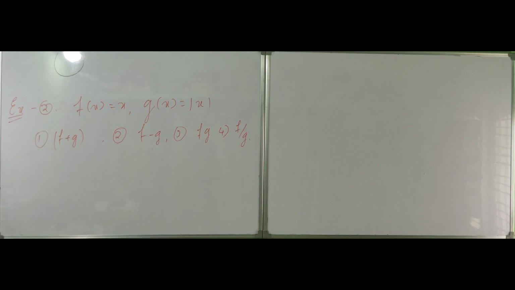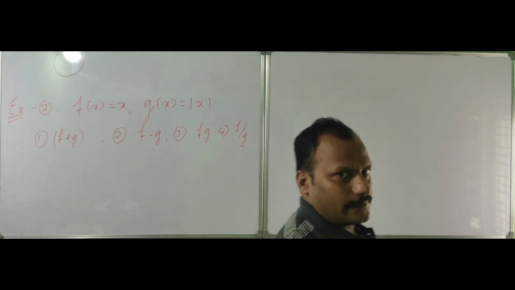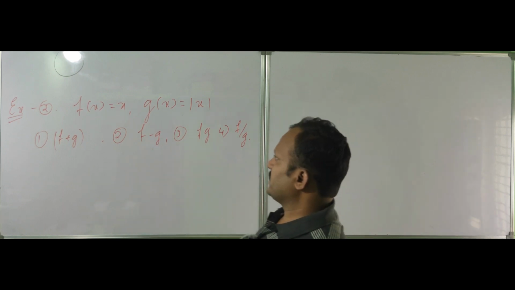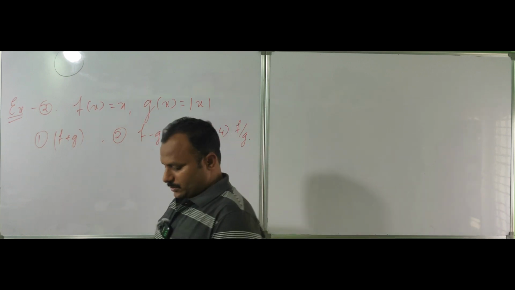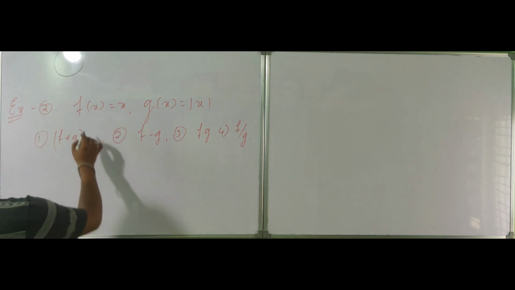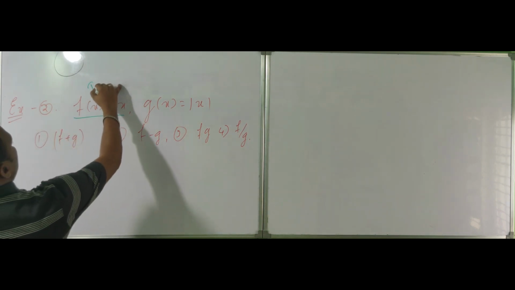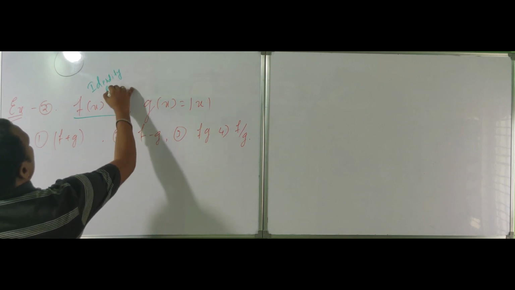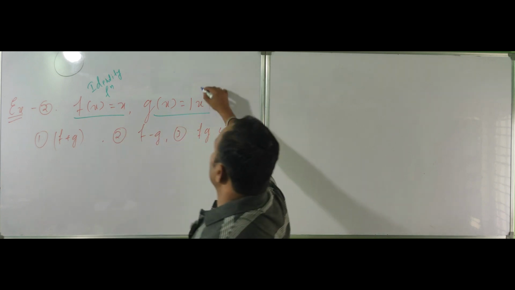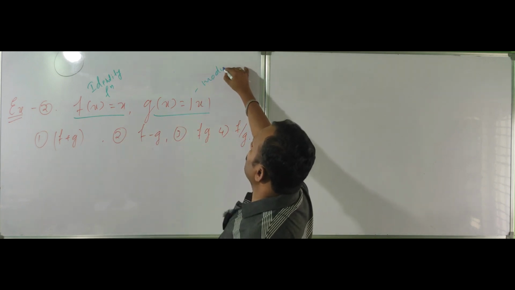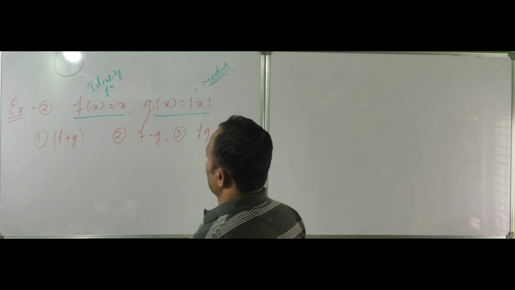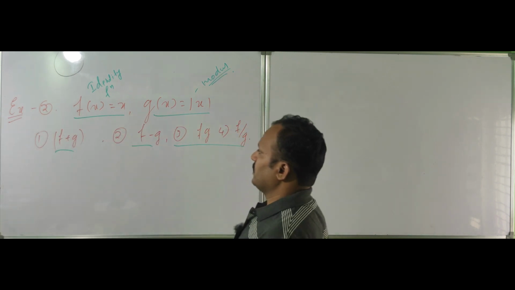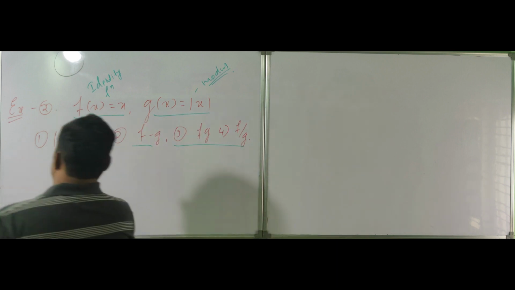Next question. The first question is very easy. You can do the same operations given in the books. The second is quite tricky. So question number 2 is like that. f is an identity function, and g is a modulus function. Then find the following relations. The first one, you already know.